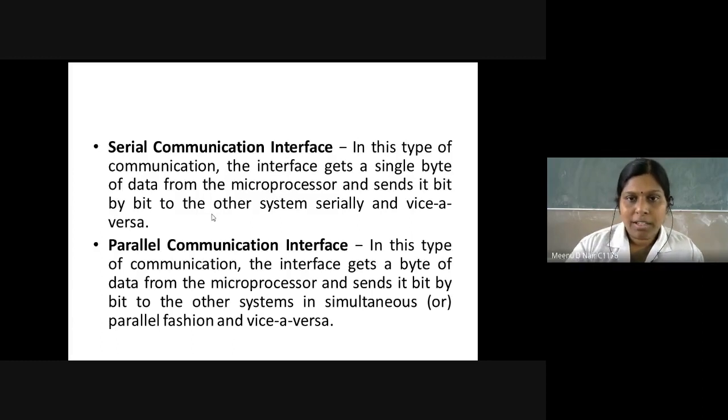Suppose you consider 1 byte of data. 1 byte is 8 bits, right? So 8 parallel lines will be there, and you are sending 1 byte at a time. So it will take only 1/8 of the time of serial communication. That is serial communication as well as parallel communication. In parallel communication, you are sending data simultaneously. In serial communication, you are sending data bit by bit. So this is about the interfacing.